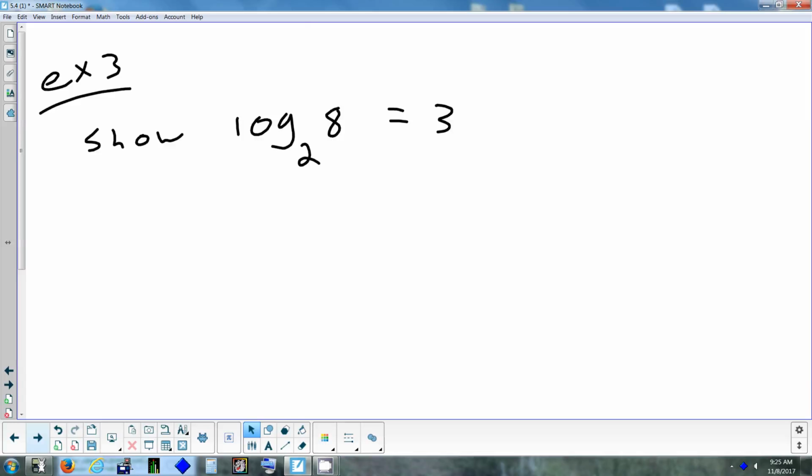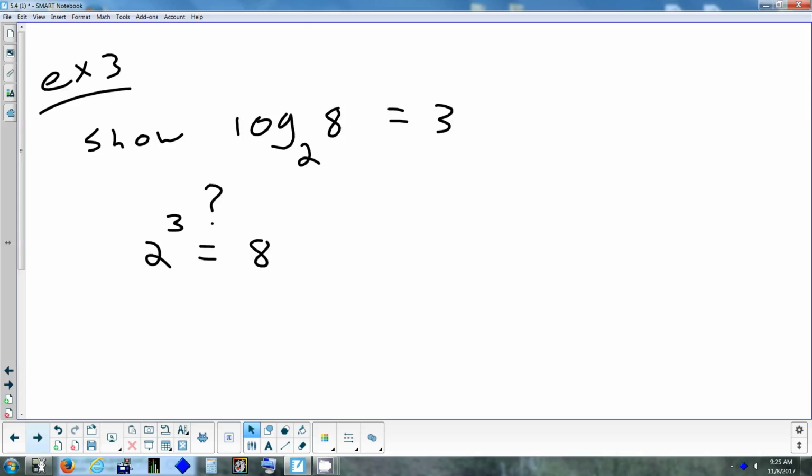So Caleb, can you tell me what would be my base when I change it to exponential? Base would be what A is, so 2. So yep, base is 2. Okay, what about my exponent? Yep, Leo? 3. 3, because the logarithm always equals the exponent. And Abby, what number haven't I used? 8. 8. I haven't used the argument.